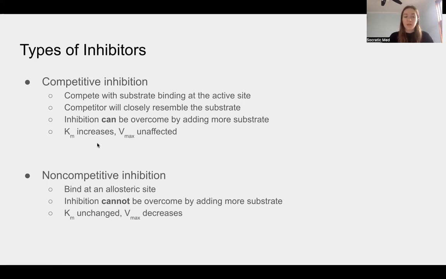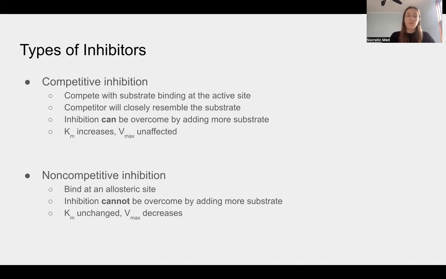So Km will increase and Vmax will be unaffected. The reason Km increases is because the inhibitor is taking up that active site, so you have to add more and more substrate to reach that Vmax. It'll be a slower climb to that plateau, but you will get there.